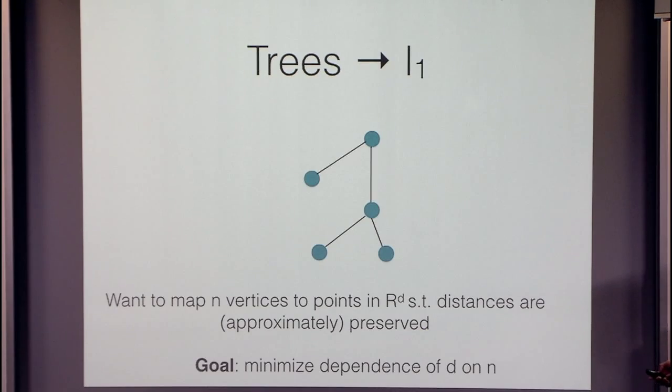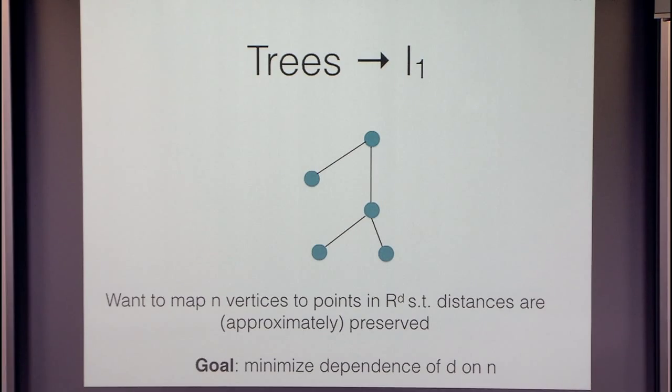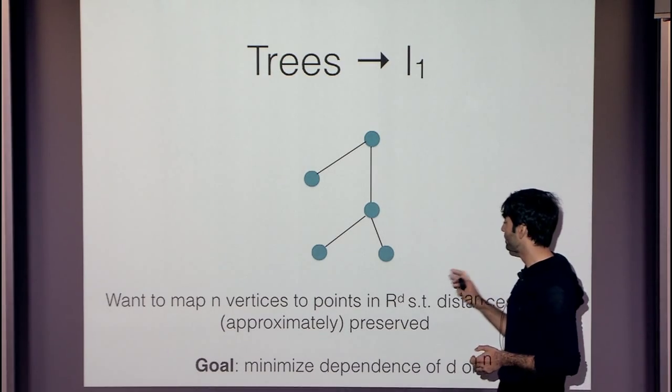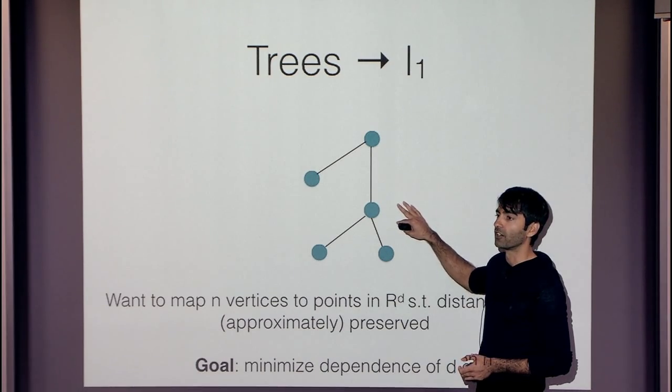So I'll just try to quickly tell you another application. And this is to the problem of constructing metric embeddings. So the problem here is, specifically it shows up when you want to try and embed trees into L1. So what does that mean? So here's a tree. And what we would like to do is map all the vertices of the tree to points in Euclidean space in such a way that the distances, the L1 distances in the Euclidean space correspond to the distances on the tree.